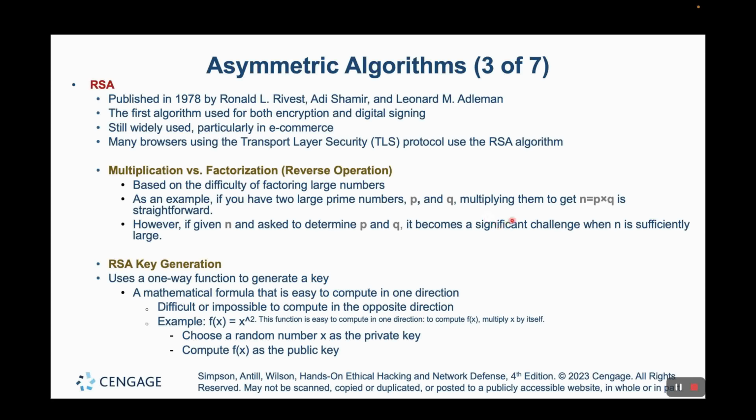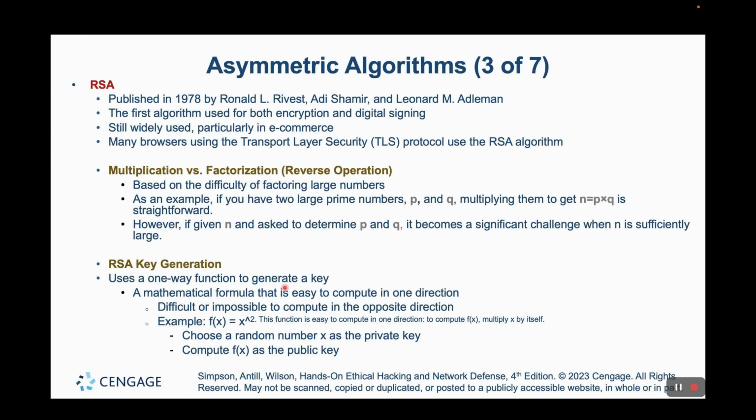However, if I give you the output N and ask you to determine what the P and the Q are, it becomes a significant challenge when N is sufficiently large. Now, RSA key generation here uses a one-way function to generate the key.